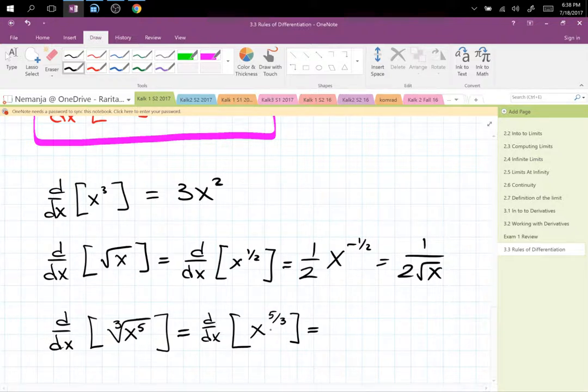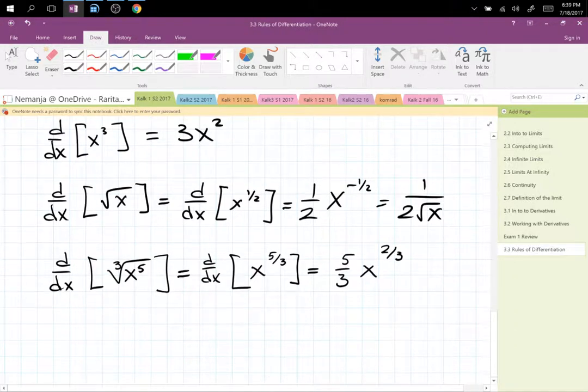So what should I write? 5/3. X to the 2/3. Very good. Because you are subtracting 1. 1 is 3/3, so 5 minus 3 is 2. Good. Good. One more problem.